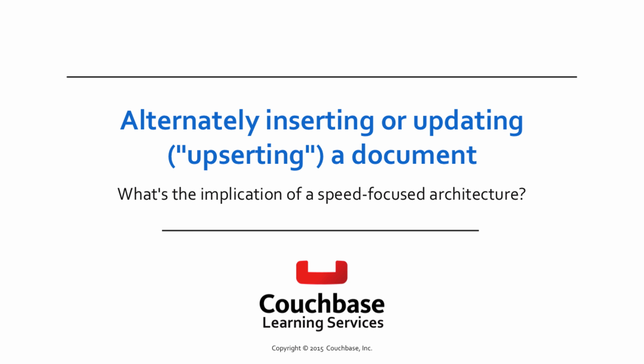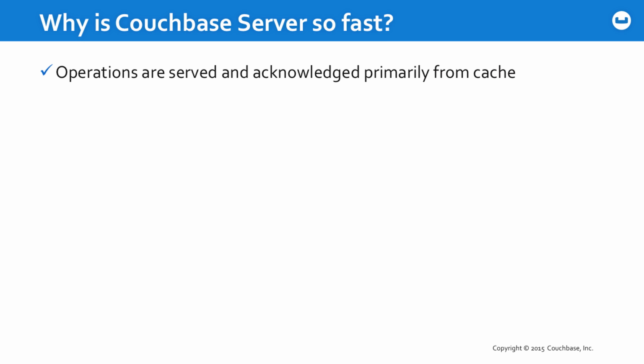So what is this strange beast you've come across reading about Couchbase, called an upsert? Well, as we'll see here, it's simply the logical consequence of our speed-focused architecture. So why is Couchbase Server so fast? As you learn in the Essentials course, it's because operations are served and acknowledged primarily from cache.